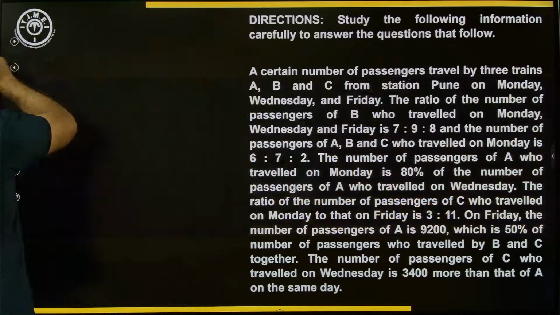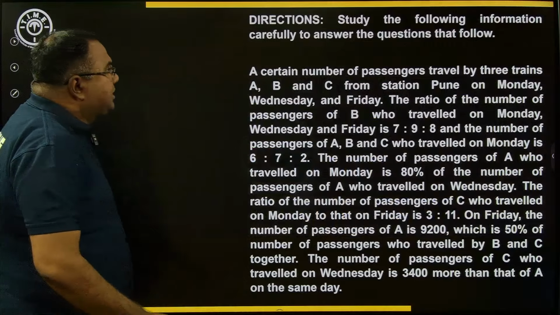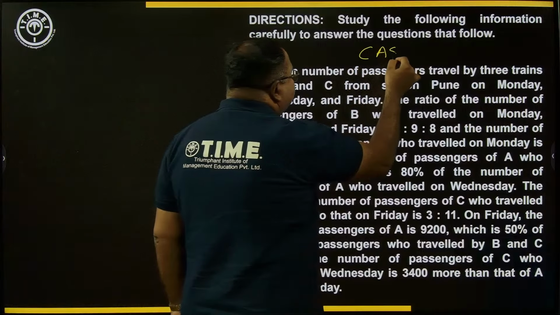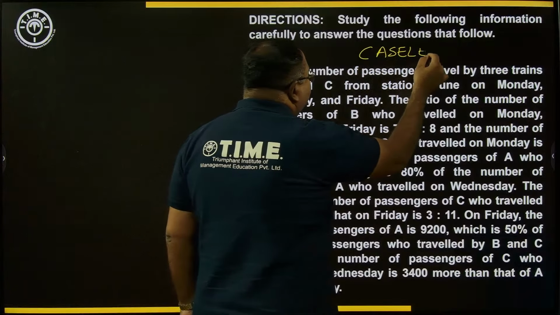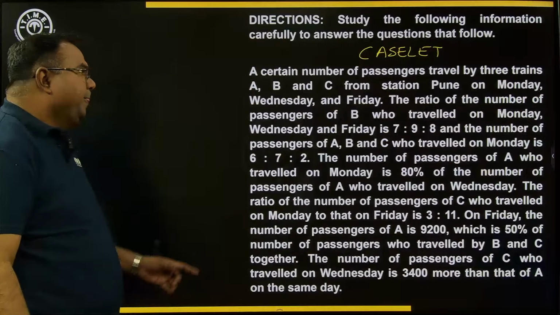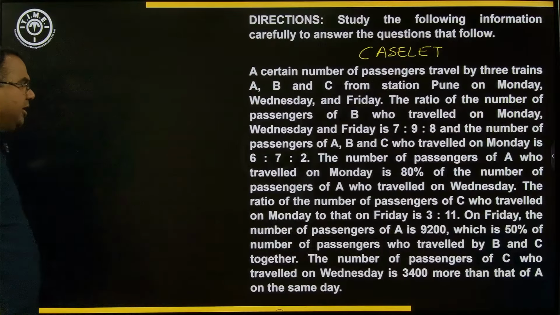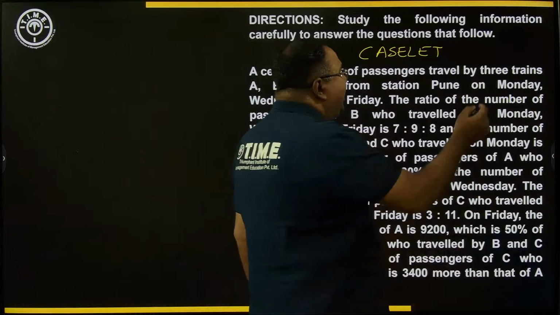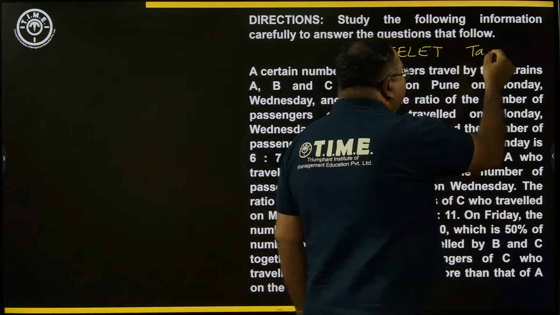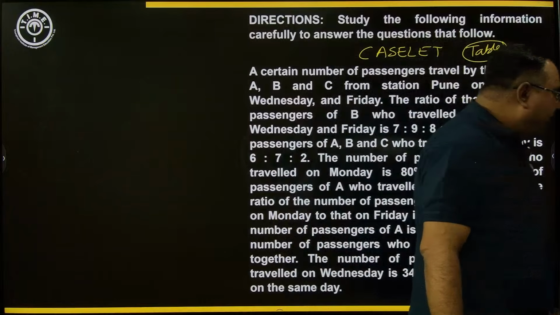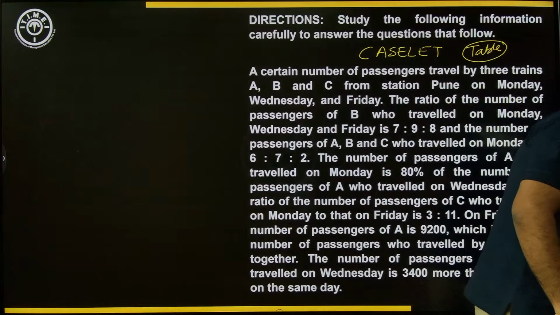Let's move on. So this was a set based on Caselet. I'll give you 2-3 minutes of time. Please, all of you, kindly go through this data, then we will start solving this. You need to read it carefully and put this data in the form of a table. Then you need to solve the questions. Right? All of you read the data.